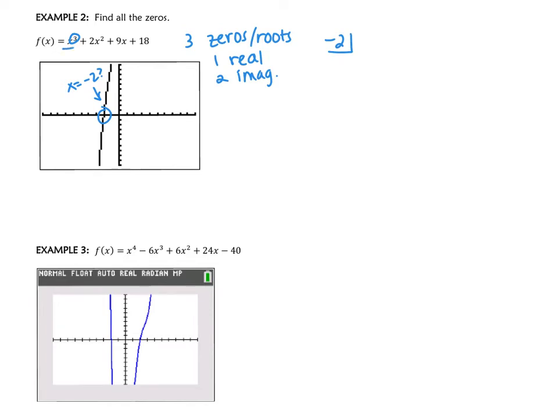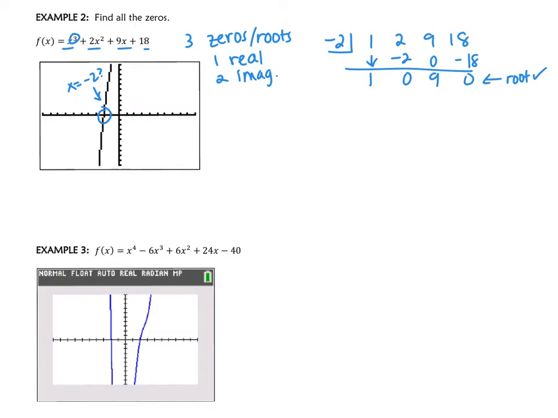Taking our coefficients, we have 1, 2, 9, 18. First number comes down, then you're ready to multiply. Add down. So yes, this is a root or a factor or a zero.